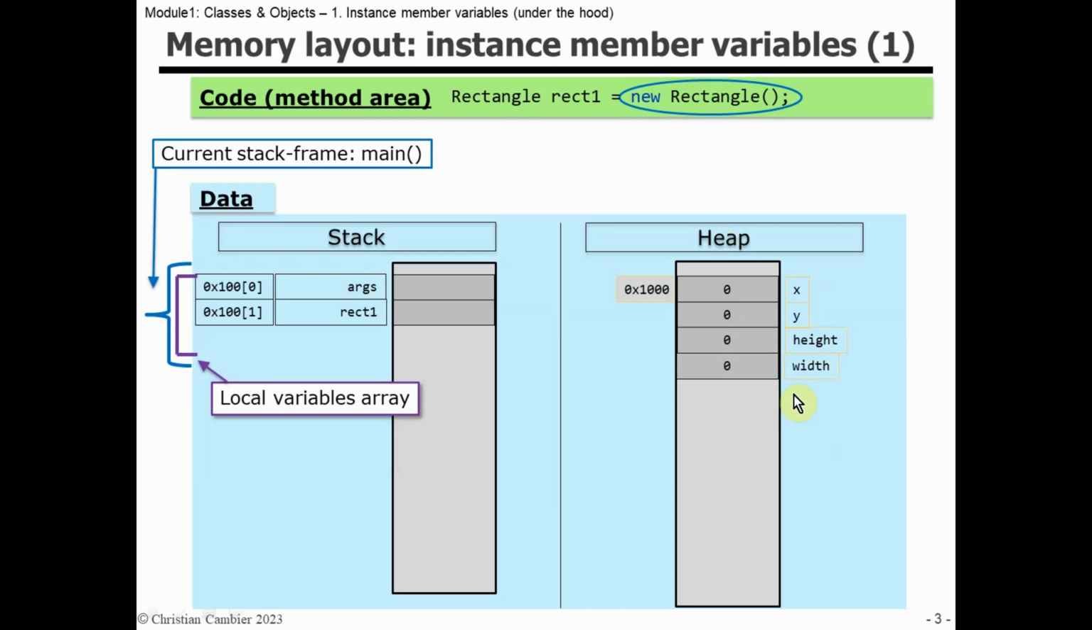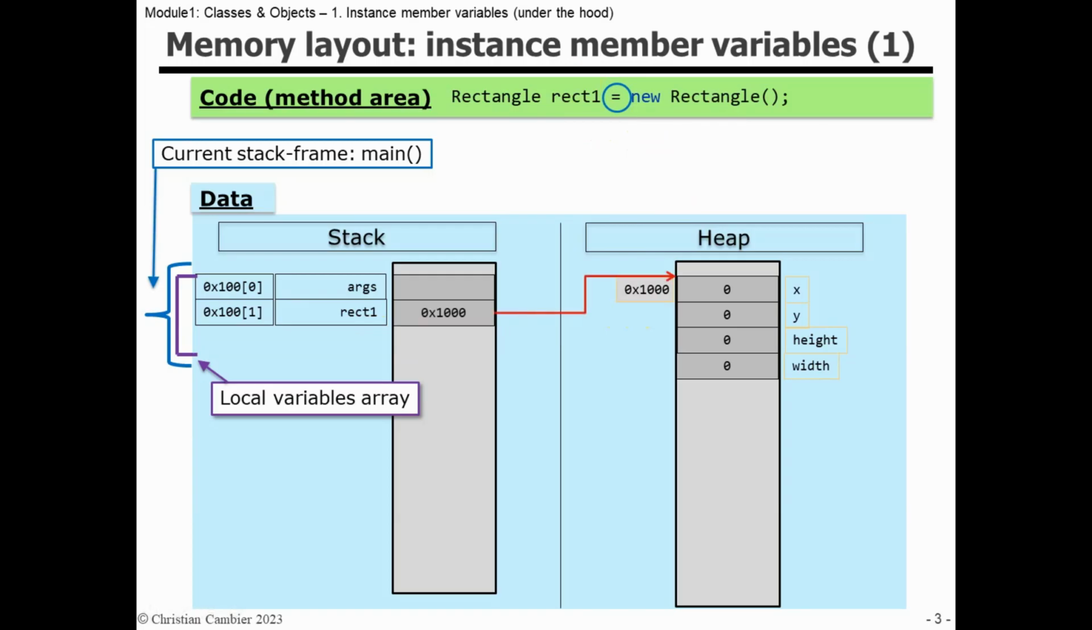x, y, height, and width. The heap here assumes a width of 32 bits, which is the size of an integer. The object is located at some fictional address, 1000 in this case, expressed in hexadecimal notation. The third part is the assignment. The value obtained at the right hand side is assigned to the variable located at the left hand side. So in our case, the value of 1000, because that's the result of the new Rectangle, that value will be assigned to the content of rect1.